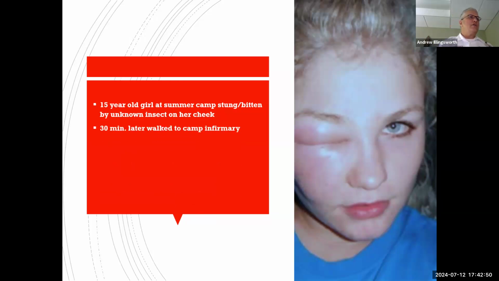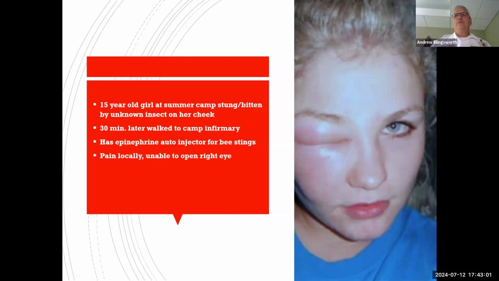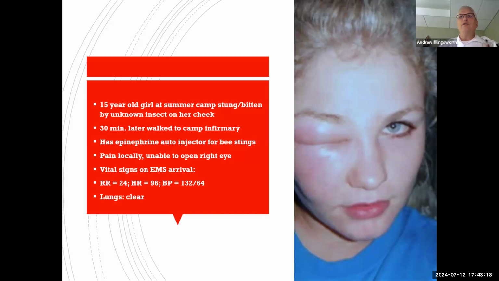Thirty minutes later, she walked into your infirmary. Hi, is this abnormal? Weird, right? She has an epinephrine auto-injector for bee stings. The pain is local, and she can't open her right eye. Her vital signs are these: her respirations are 24, her heart rate is 96, and her blood pressure is good at 132/64. You listen to her lungs and they're clear.